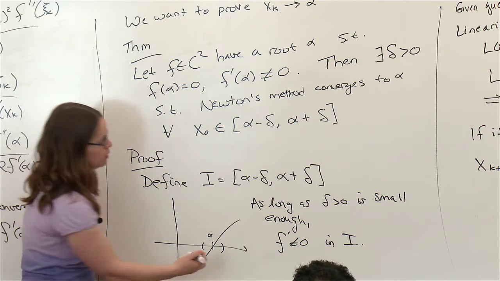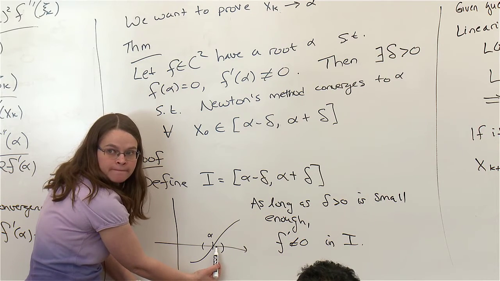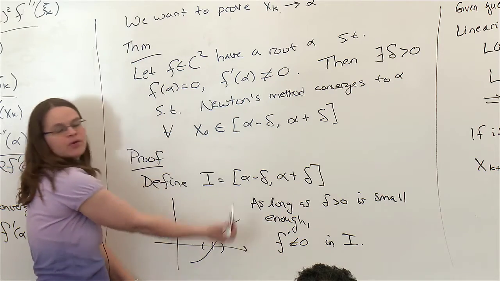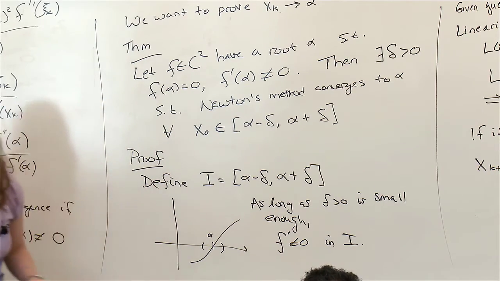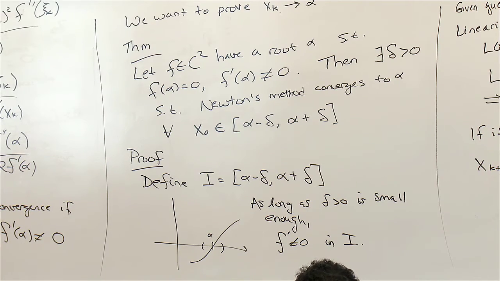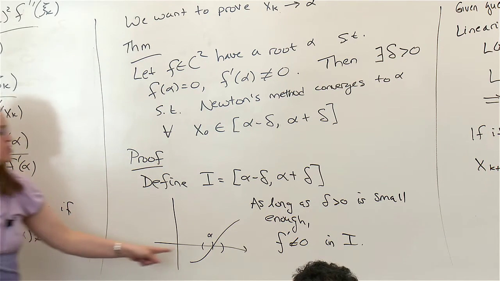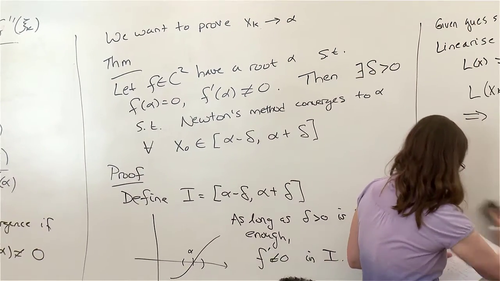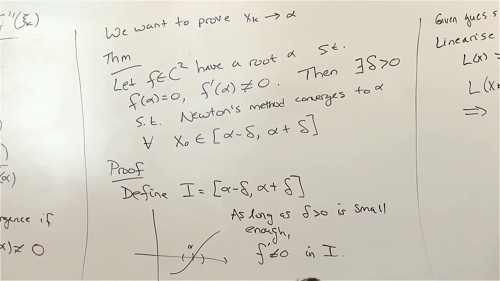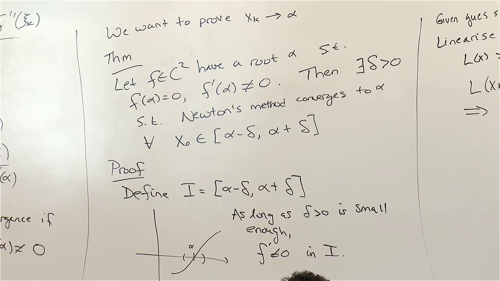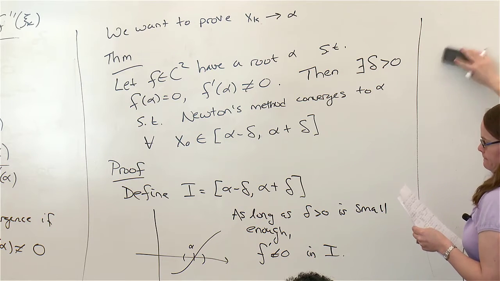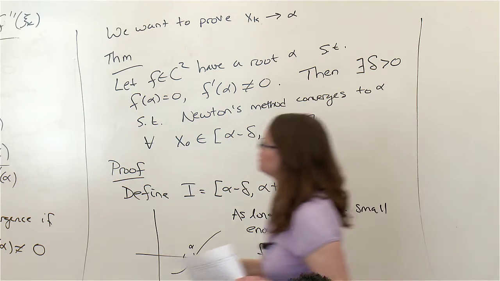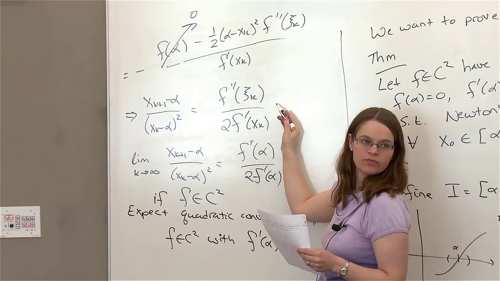Now, what else do we want? We know we want x naught to start in this interval. And when we compute a new guess, x1, we'd like x1 to stay in this interval. And when we compute x2, we want x2 to stay in this interval. So we need to show that. We need to show that our Newton's method is going to not wander out of this interval, because if it wanders out, then we're in trouble. Okay, we can use this result.